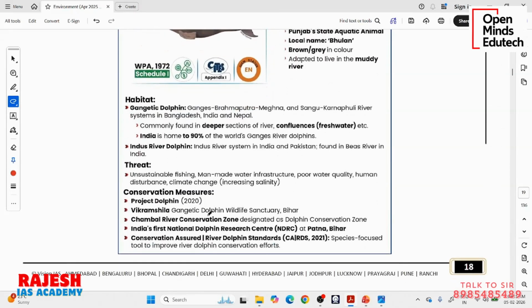Now the habitat where you can find these animals. Gangetic dolphin: Ganga, Brahmaputra, Meghna, Sangu, Karnaphuli rivers in Bangladesh, India, Nepal. So this is also not exclusive to India. You can find them in surrounding countries. They are commonly found in deeper sections of the river, confluences, freshwater, etc. India is home to 90% of the world's Ganges River dolphins. So those animals which have the highest percentage, 60%, 80%, 90%, become very important.